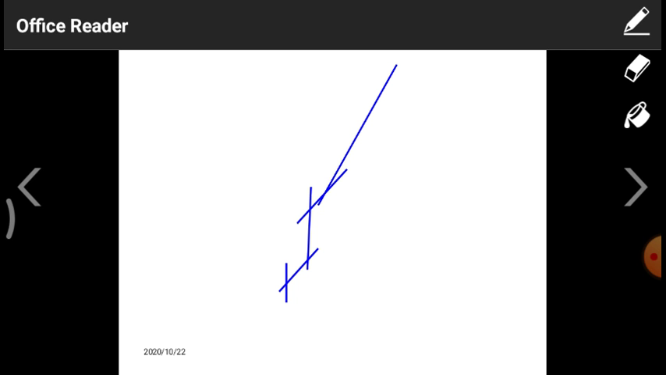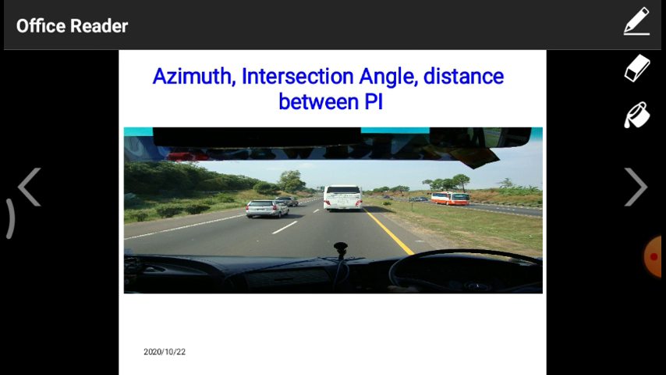In those 4 points we are having different kinds of alignments, one kind of alignment, another kind of alignment. Totally, using those 5 roads, we are having 4 points and 3 major locations. This is the azimuth, intersection angle, distance between vehicles.